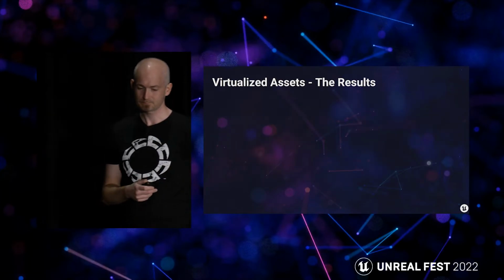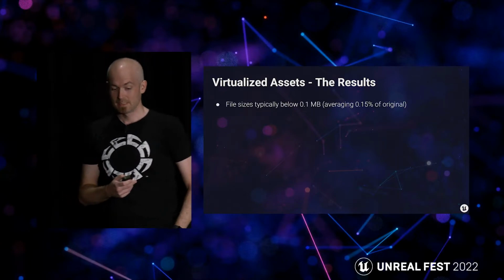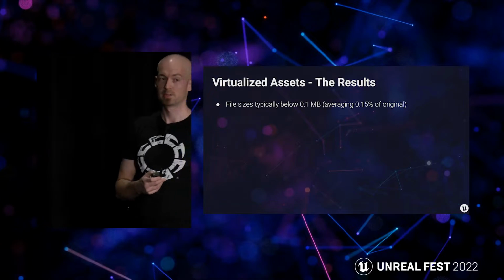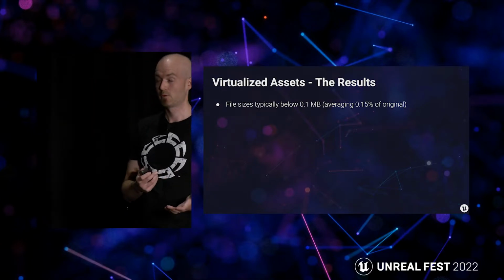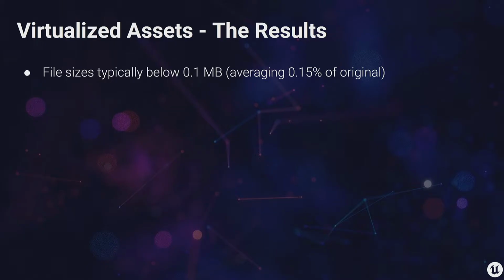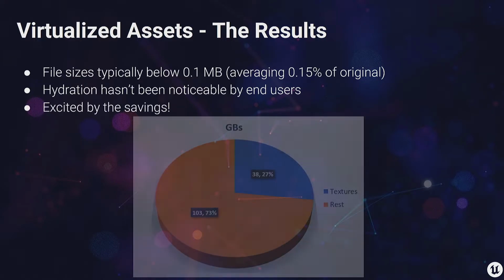So the bit you've all been waiting for, I think: the results. We're seeing a typical file size, once things have been virtualized, of around 0.1 megabytes, which is impressive. We have some skybox textures and things like that which are 300 or 400 megabytes, but they reduce down to this size, which is like 0.15% of the original size. Hydration hasn't been noticeable, which is great. When you need to get that bulk data back, it's been pretty fast for people, which is awesome. And we're super excited by the savings.